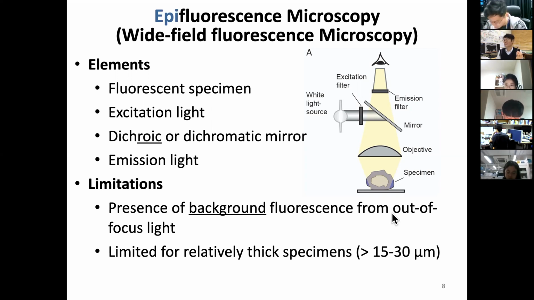And for epifluorescence, why do we have to shine from the top, not passing through? Because the sample is usually thick. So if it's thicker, more than like several tens of microns, then you don't want to shine through in general.